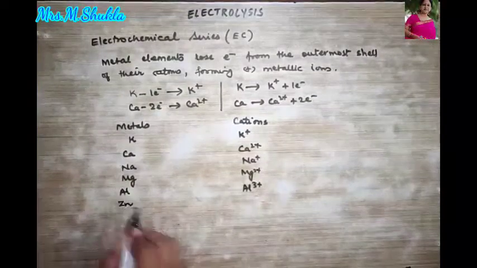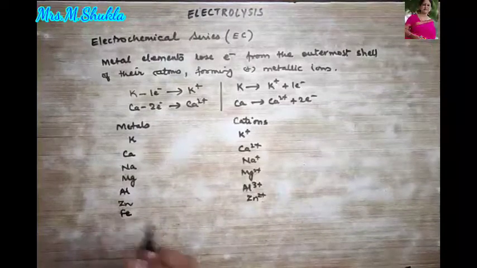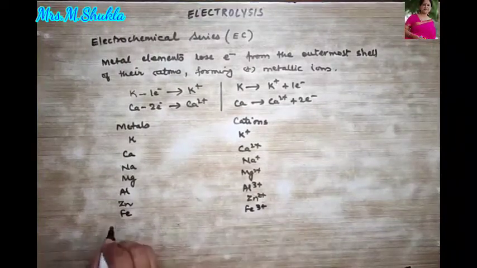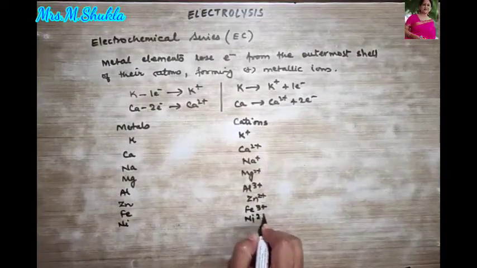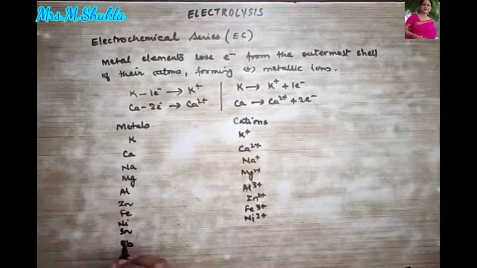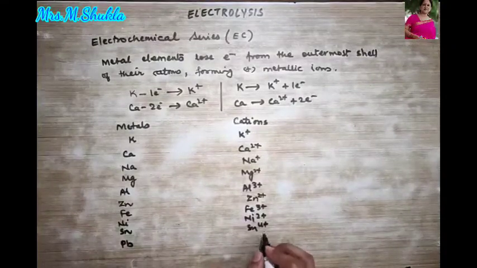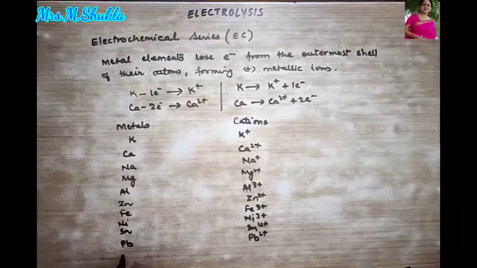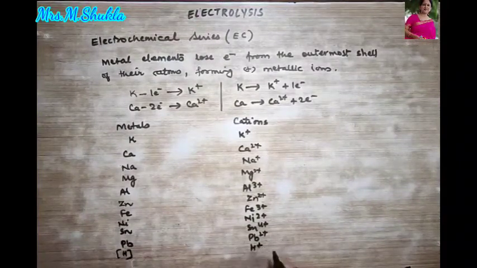Are you getting my point? Zinc forming zinc ion. Then iron is there after that, forms Fe3+. Then nickel is there, forming Ni2+. Then tin and lead. Tin forms Sn4+. Lead forms Pb2+. Then after lead comes your hydrogen, forming H+.